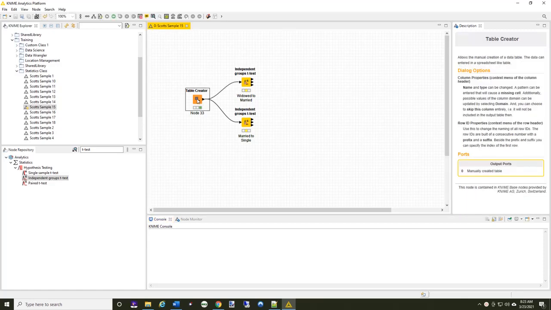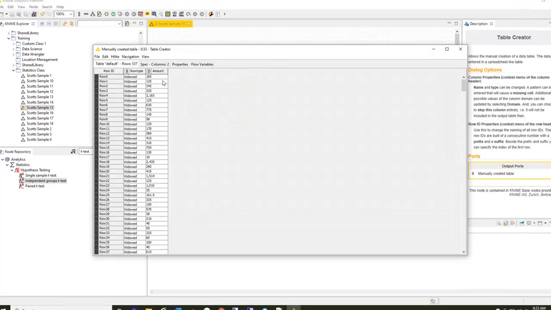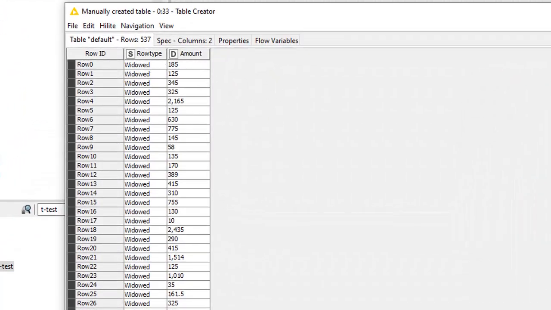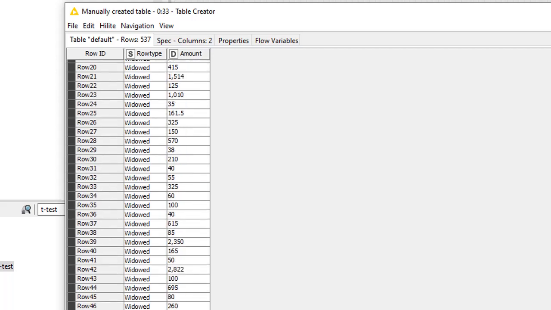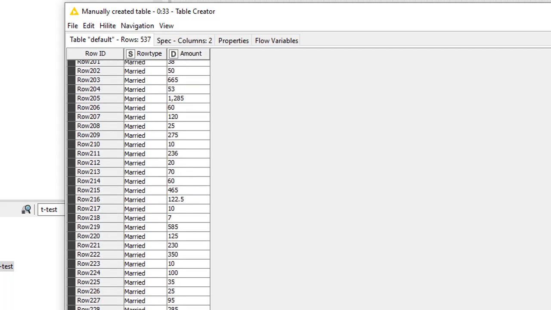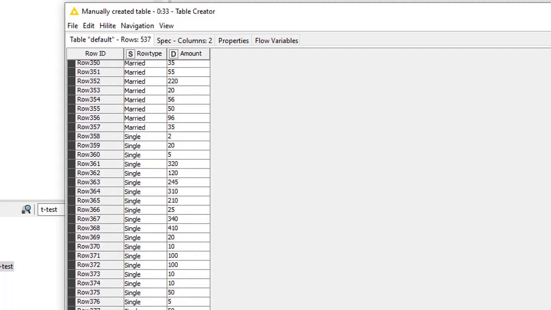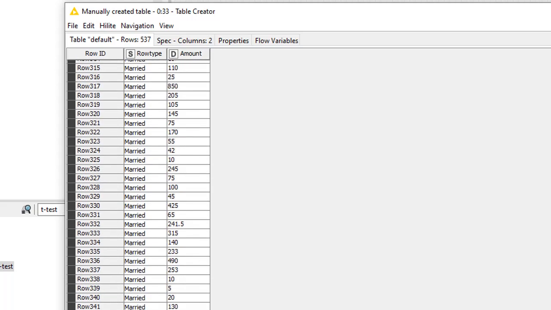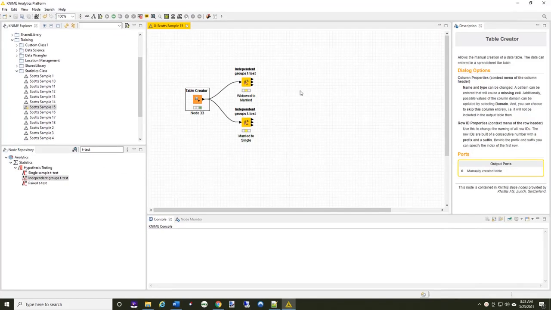So I've got some sample data here, very similar to the last one, where I have a row type and the salary amount. So I've got widows' salaries, and I've got married salaries, and I've got single people salaries. Now, I'm going to use this data, but in an independent groups t-test, these groups are all independent of one another. There's no relationship between the rows. But this node is going to allow me to test the means of two values at one time. So I'm going to start by comparing widowed to married.